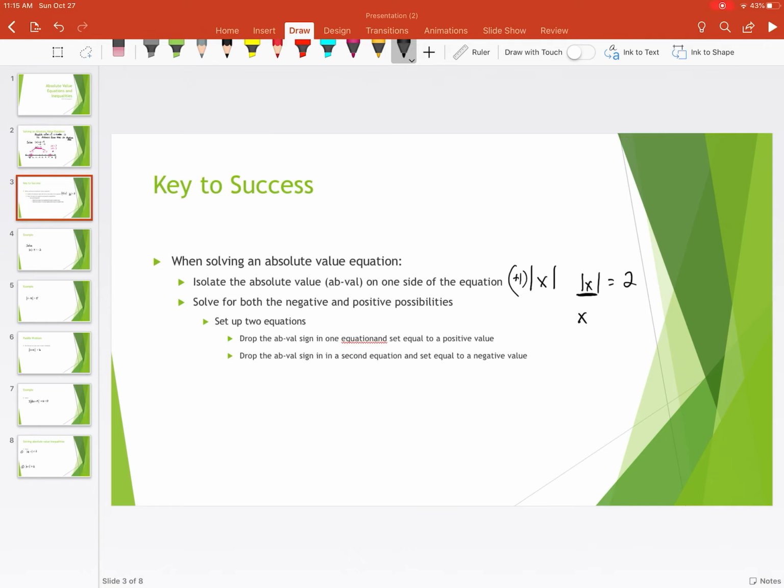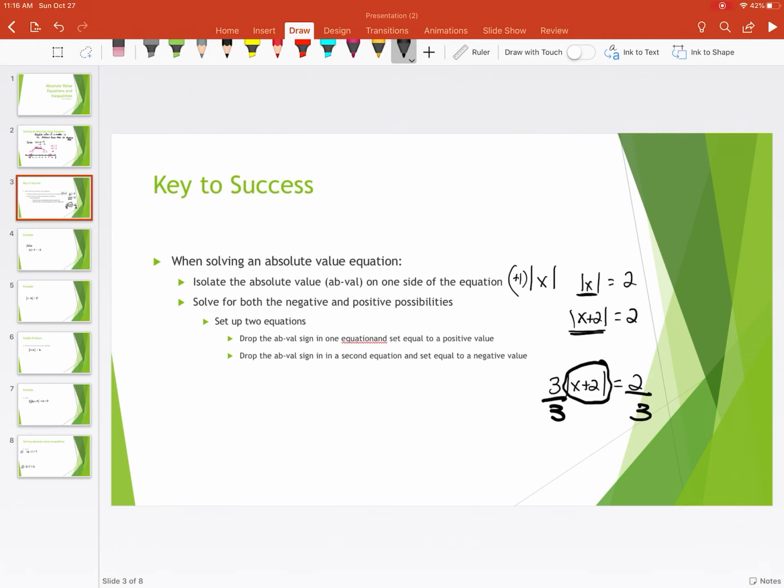So if we have absolute value of x equals 2, this absolute value is isolated. If we have absolute value of x plus 2 equals 2, this is considered an isolated absolute value. If we had 3 times the absolute value of x plus 2, this is not, right? We would have to divide both sides by 3 to isolate the absolute value, okay? So the first thing we have to do is isolate the absolute value.